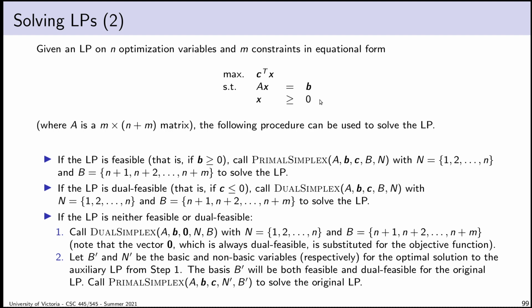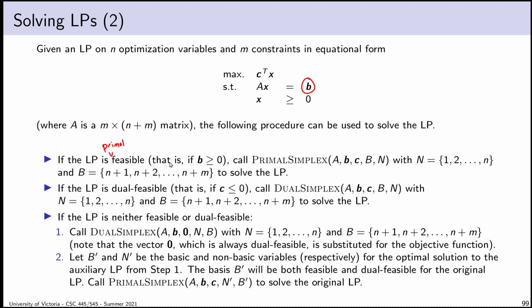Here is my suggestion, this 3-step process. If the LP is primal feasible, which we can determine by inspection, which is to say if B is greater than or equal to 0, then we're already all set. We just call primal simplex, the pseudocode from the end of part 2, with my optimization variables non-basic and my slack variables basic. And we know that that means that our initial matrix AB will be an identity matrix, which of course is invertible. And because we know that starting from an invertible matrix and doing a pivot keeps us at invertibility, we know everything's going to work out.